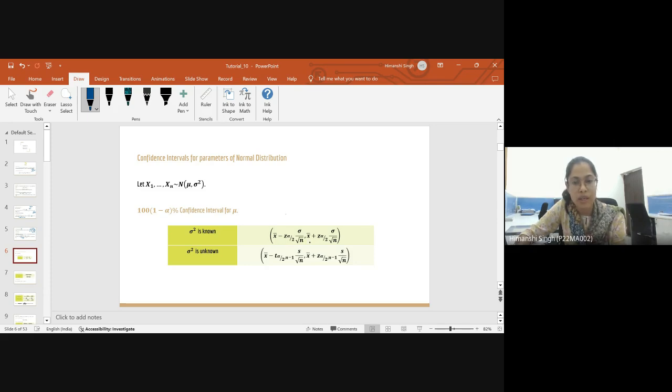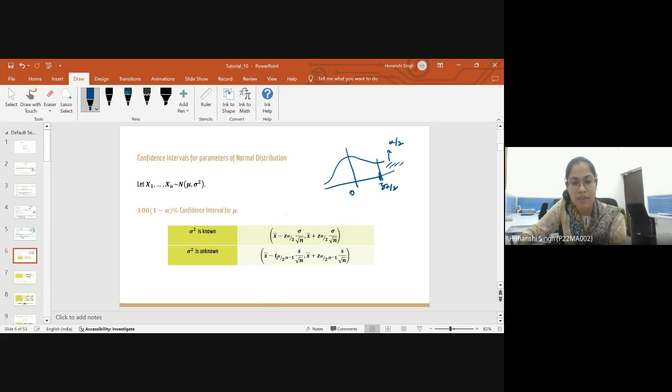x bar minus z alpha by 2 times sigma by root n, comma, x bar plus z alpha by 2 times sigma by root n, where z alpha by 2 is nothing but, if I consider the standard normal curve, this point z alpha by 2, where the area on the right-hand side is alpha by 2. Okay, so this z alpha by 2 is this point. And sigma is the standard deviation here, n is the size of the random sample, and x bar is the sample mean. And if sigma squared is not known, then in that case I will have this confidence interval by replacing z with t.